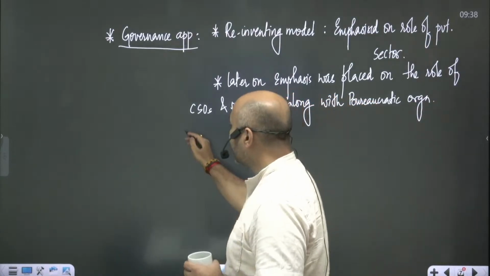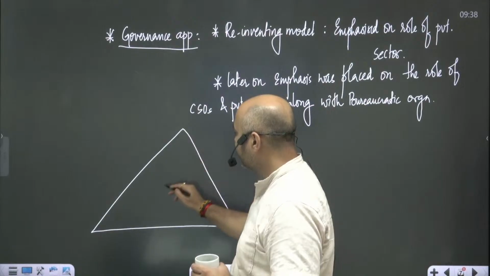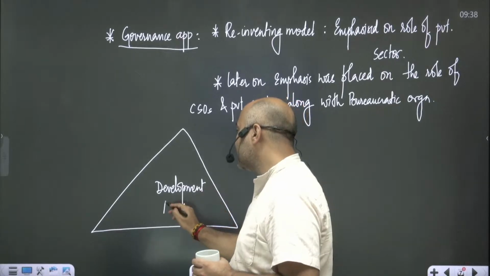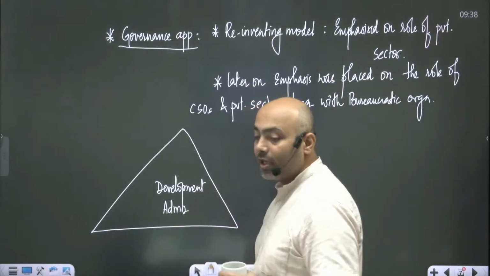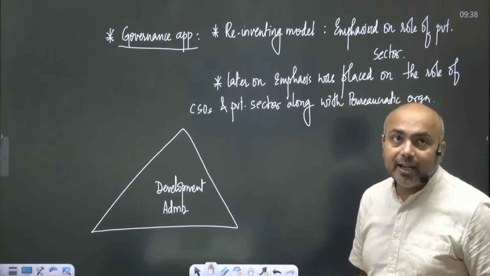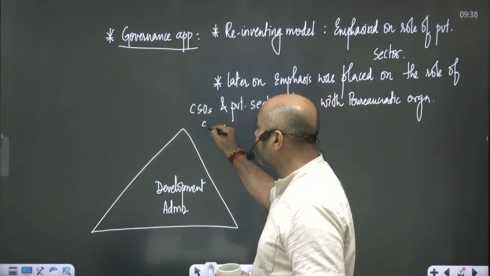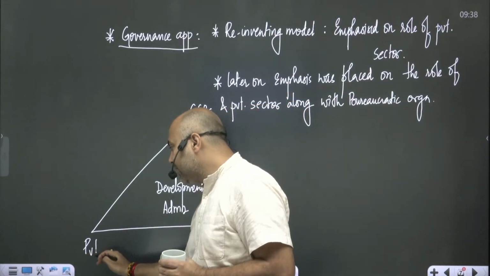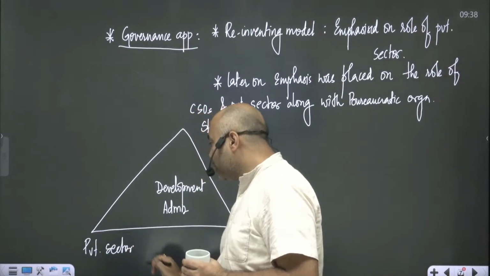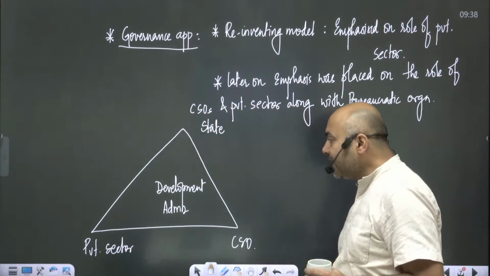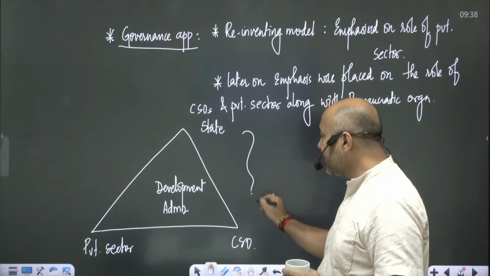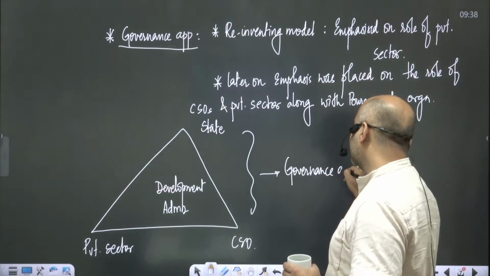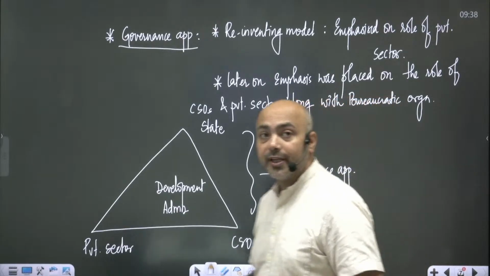That means now development. How was development administration to be taken up? Development administration was to be taken up by the state along with the private sector with the involvement of civil society organizations, and this is what the governance approach is.